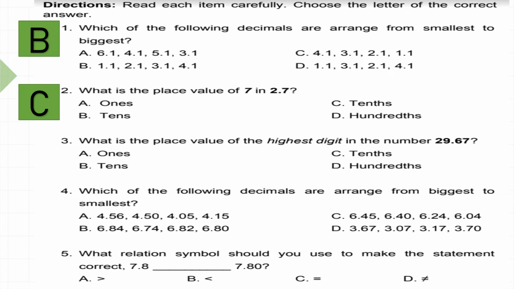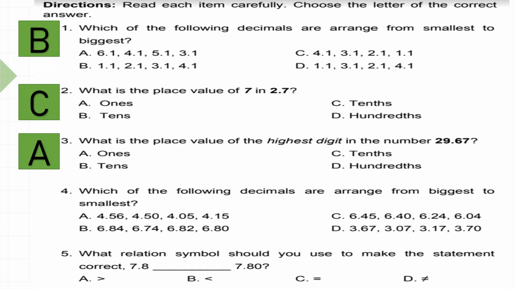Next, number 3. What is the place value of the highest digit in the number 29 and 67 hundredths? Look for the highest digit. Is it A, B, C, or D? Then the correct answer is letter A. So that is ones. Why ones? Because 9 is the biggest or the highest digit.